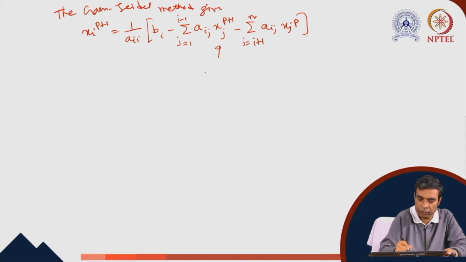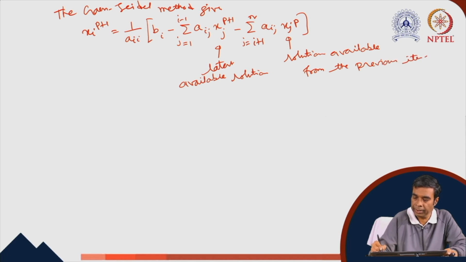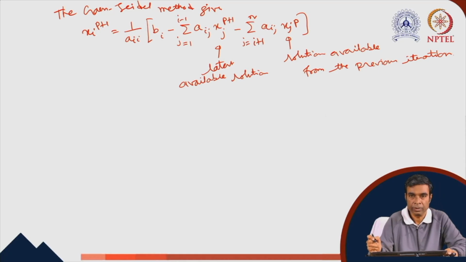So x_j at p plus 1, these are the latest available solutions for x or temperature, and here x_j at p, this is the solution available from the previous iteration. So this Gauss-Seidel method has to satisfy the Scarborough criterion, which talks about the diagonal dominance.